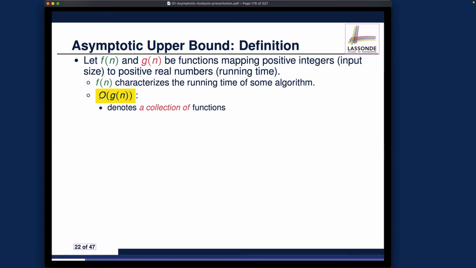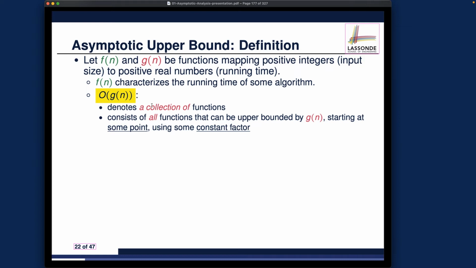First of all, when I say big O of g of n, I'm not talking about just a single function. It basically denotes a collection, a family of functions. Number one. And number two, what does the family really contain? What are the members in the family? It consists of all the functions that can be upper bounded by g of n. Upper bounded here is really the key word. I will show you exactly, mathematically speaking, what I really mean by upper bounded. Strictly speaking, it's just a less than or equal to relation. It's going to be upper bounded by g of n.